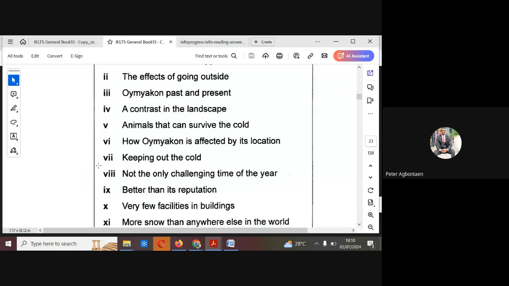Now the next heading says, not the only challenging time of the year. Now the idea here is that it's been all about cold, cold, cold. So I think that this paragraph will tell us that cold is not the only weather challenge that Oyemakon has. That apart from cold, Oyemakon has other weather challenges. So any paragraph that tells you about the other weather challenges that Oyemakon has apart from cold will be the answer to that particular paragraph, because here they mean that the cold is not the only challenging time of the year. That means other seasons of the year are challenging apart from the cold season.